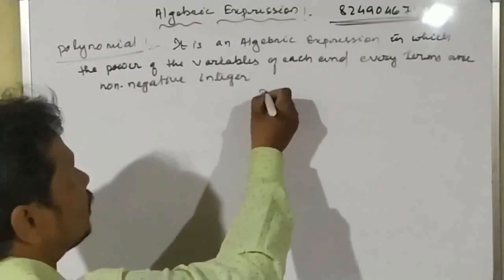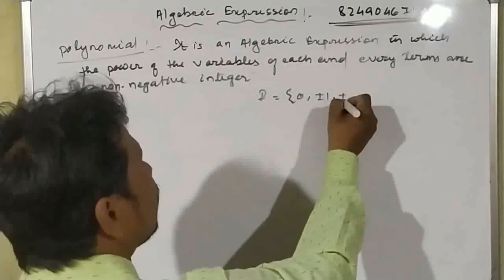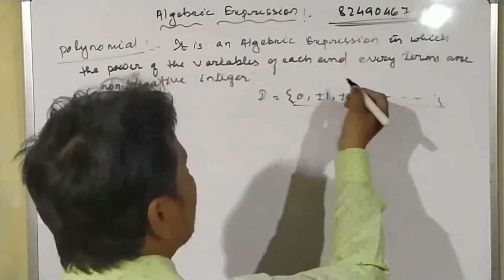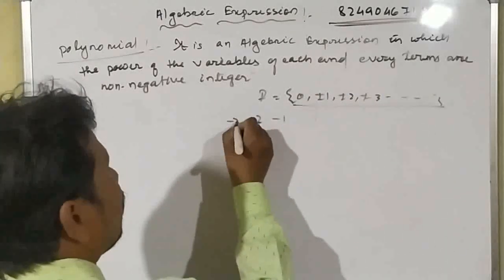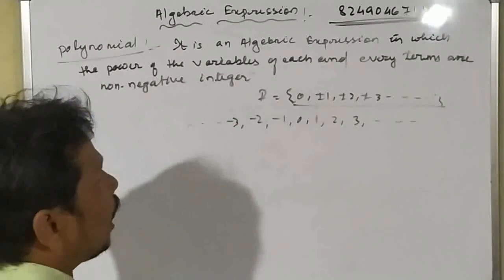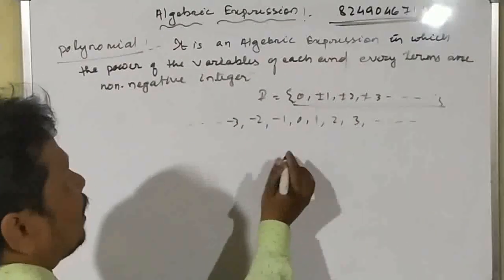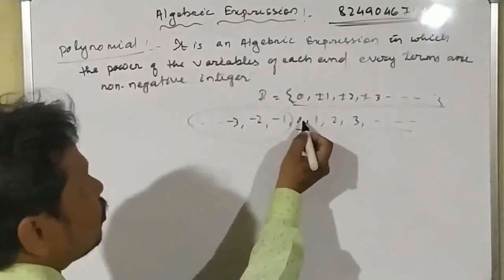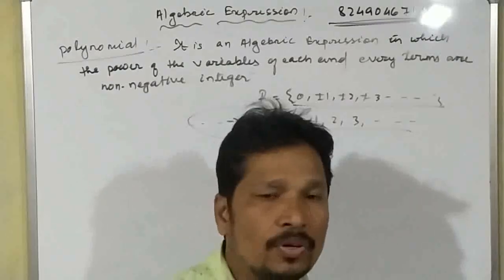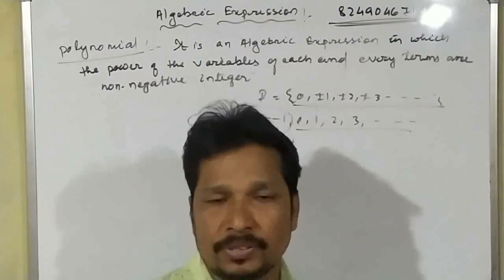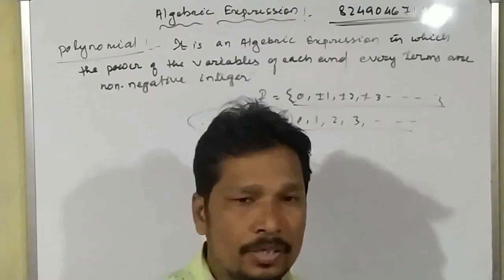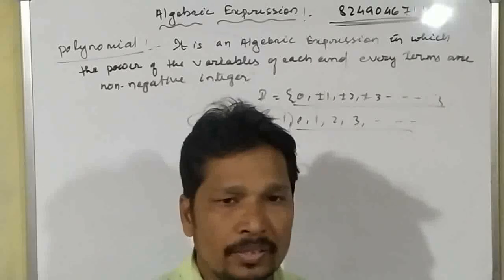We know that the integers are 0, plus minus 1, plus minus 2, plus minus 3, like this. The integers consist of minus 1, minus 2, minus 3, and 0, and 1, 2, 3, like this. Non-negative means the things which are not negative. So the power may be 0, 1, 2, 3, 4, like this. If the power of the variables of each and every term in any algebraic expression is a non-negative integer, then this type of algebraic expression is known as a polynomial.